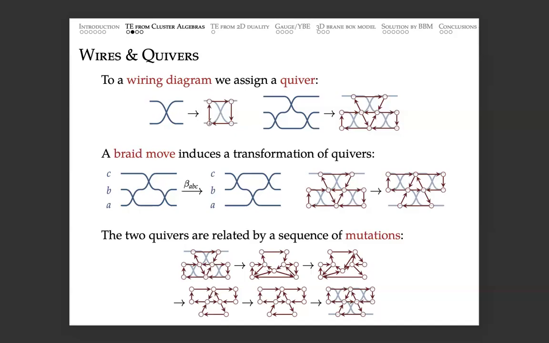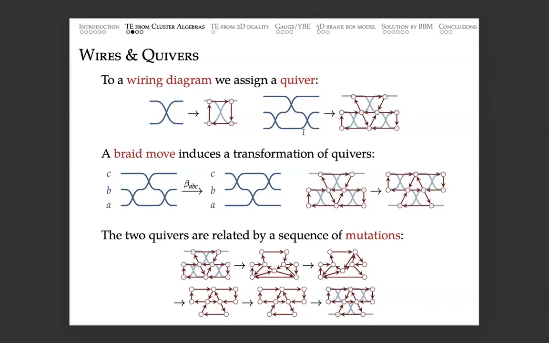So what I do is place these circles, these vertices, on the segments of these wires around each intersection of wires. And then I connect them by arrows. Then you get this picture here. So it's a square of arrows connecting vertices. That's why we call it a square quiver associated to this wiring diagram. So this is the simplest example.